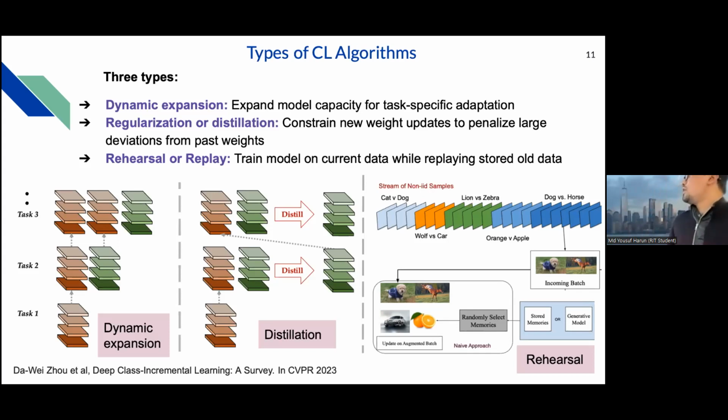Another approach is regularization or distillation, where you impose some constraint on the loss function to penalize large deviation from the past weight updates. So there would be some optimization trick that you can impose for mitigating catastrophic forgetting. Another part is distillation, where, when learning a new task, you also keep an old copy of the model, and then you distill the knowledge from the old model to the new model over time. But the problem is that it also has higher memory overhead and computational overhead.